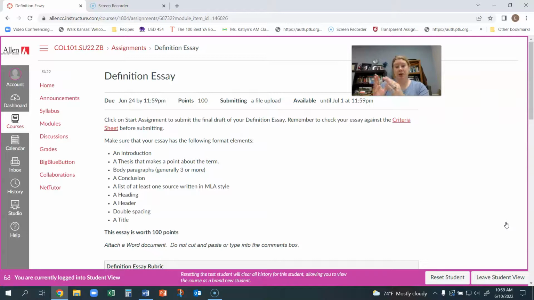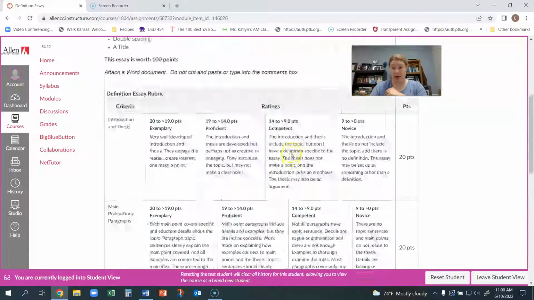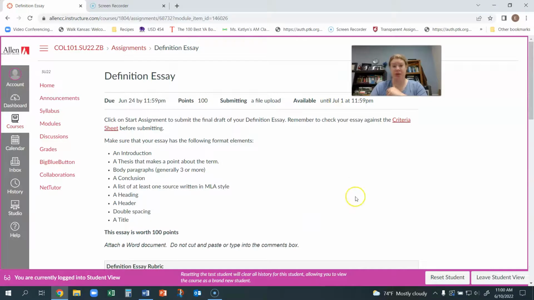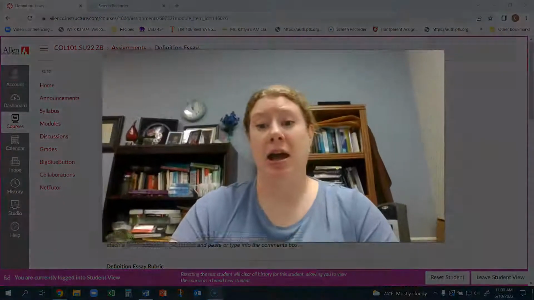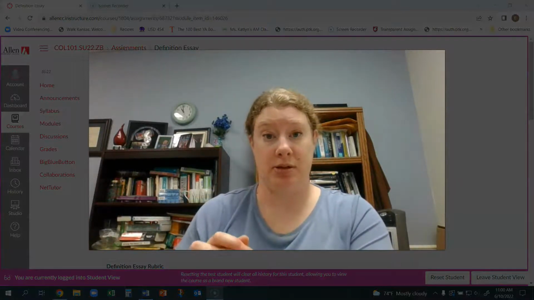And then this is where you actually submit the essay. Don't forget to double check the criteria sheet and make sure that you have met all of the requirements for the essay. The rubrics down here are what I'll be using to grade your essay. And when you're ready, you hit start assignment and upload it. So that is module 3. Module 3 is the end of the definition essay. In the next module, we will move on to the third essay, which will be the comparison contrast essay.